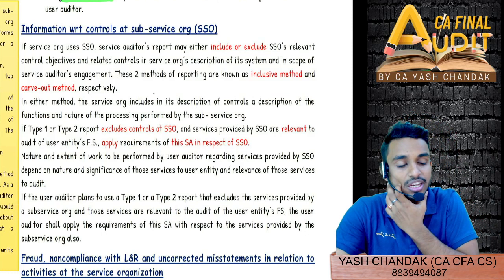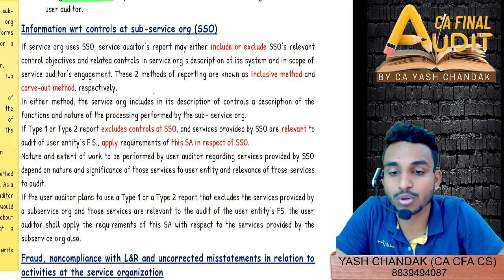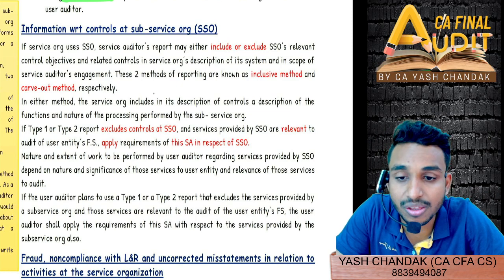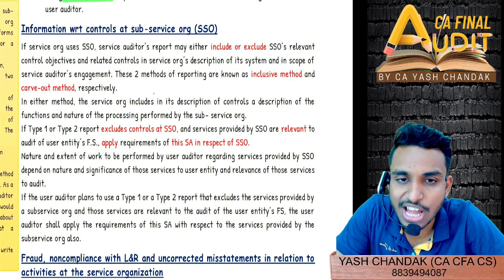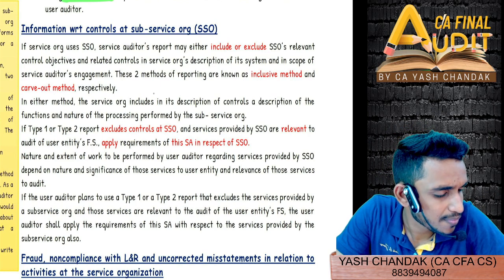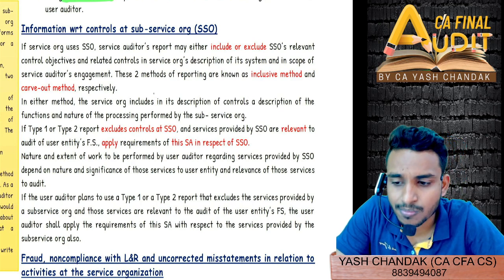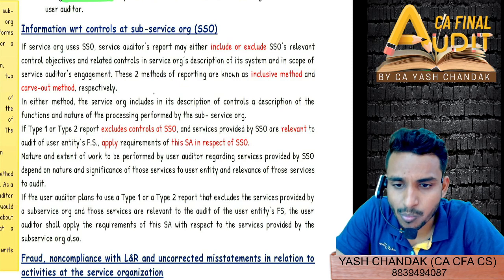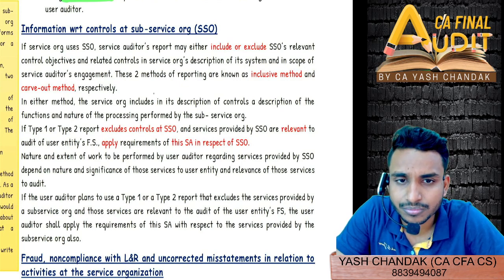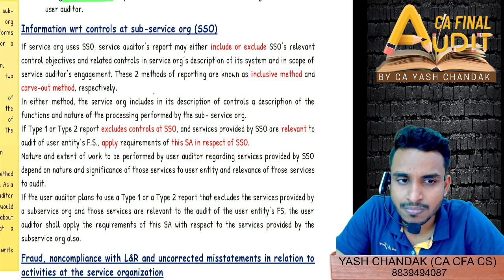So if the service auditor is not including the controls which are at the sub-service organization in his Type 1 or Type 2 report, then he may perform the requirements as per the standard, like understanding the nature of the transactions and the service organization, and what we do in respect of the service entity for the sub-service organization.